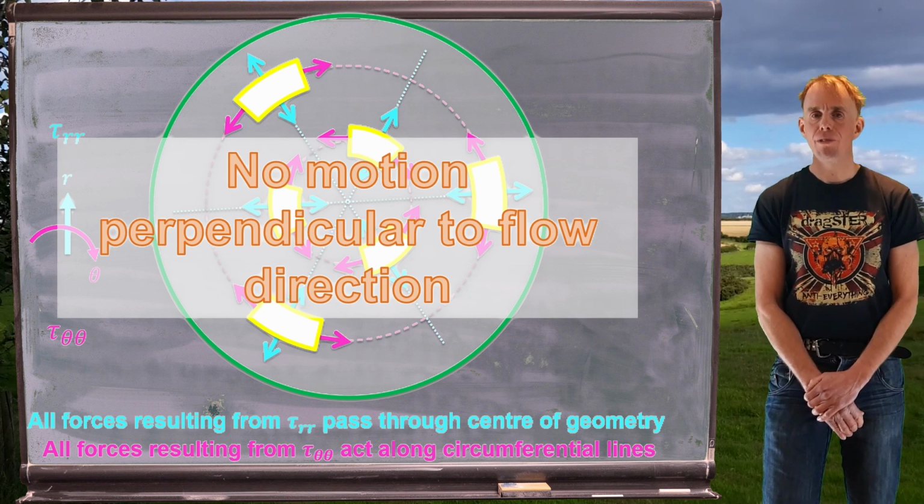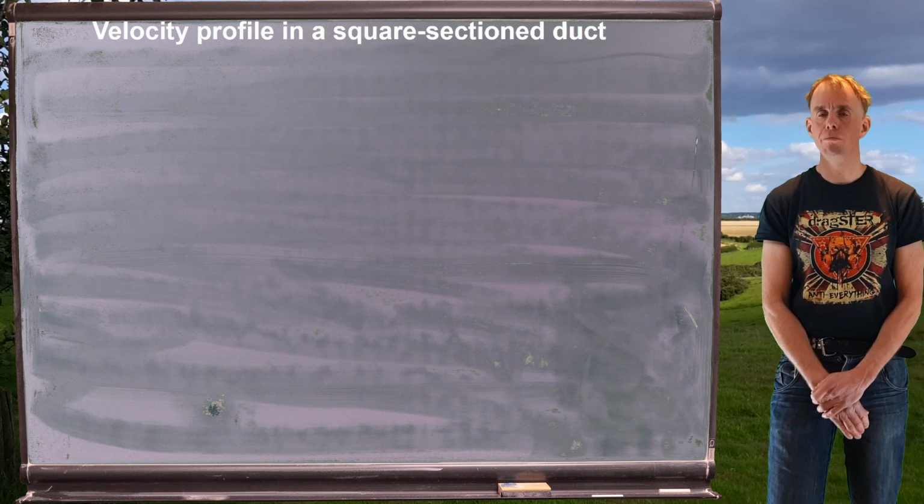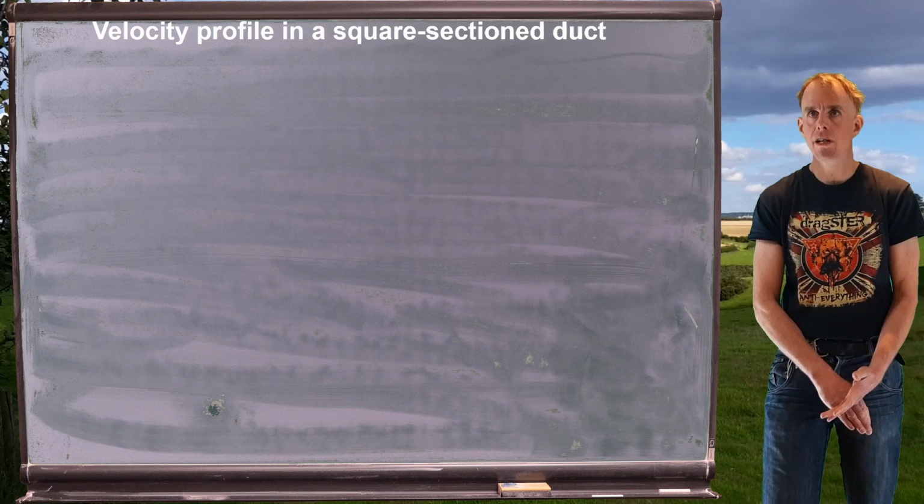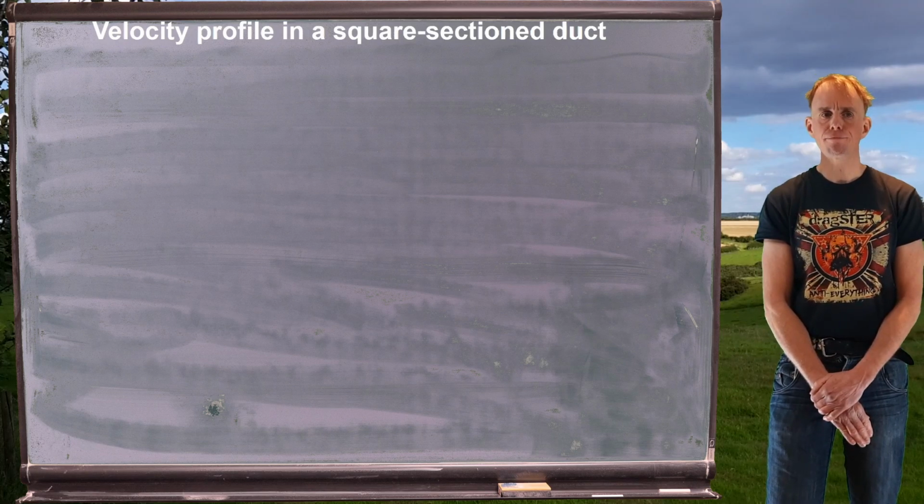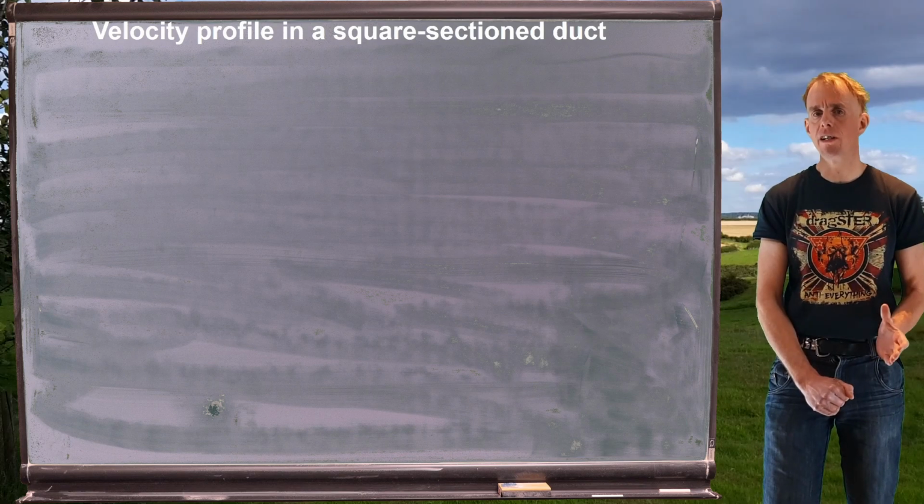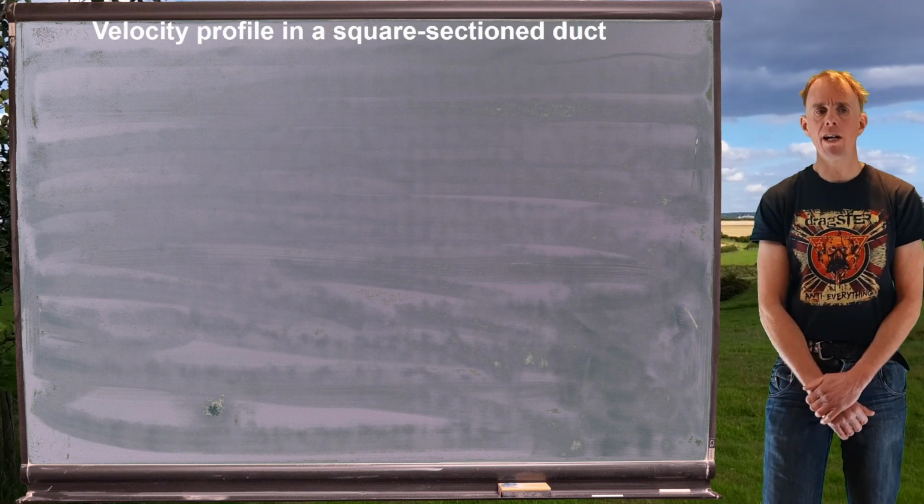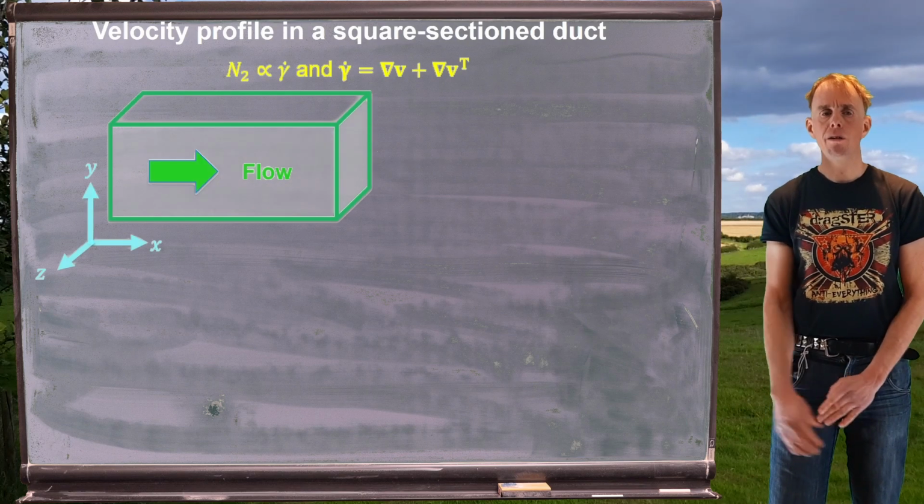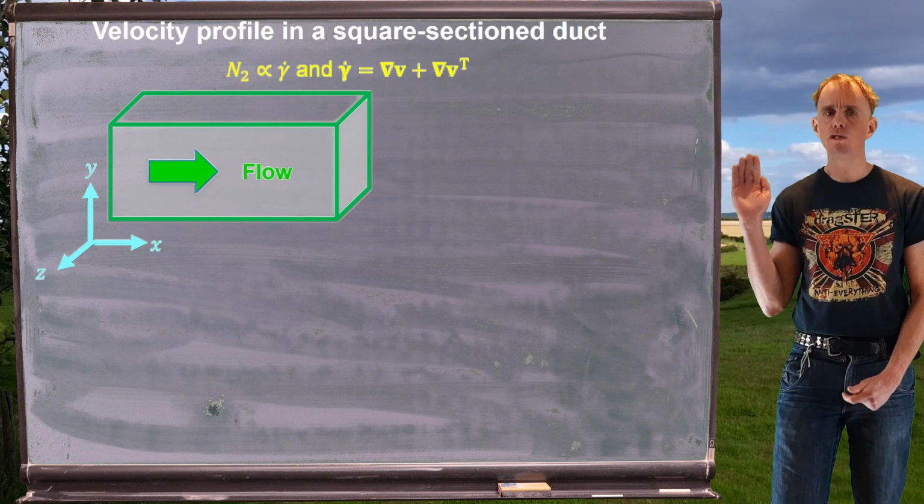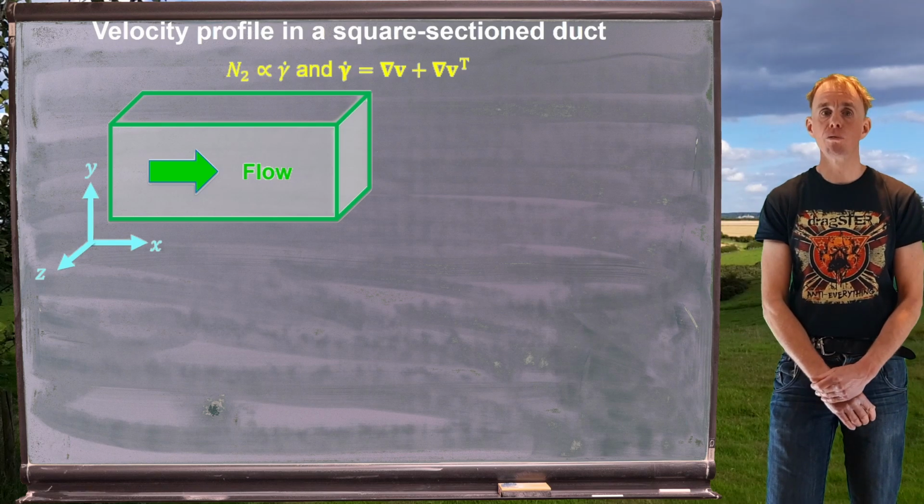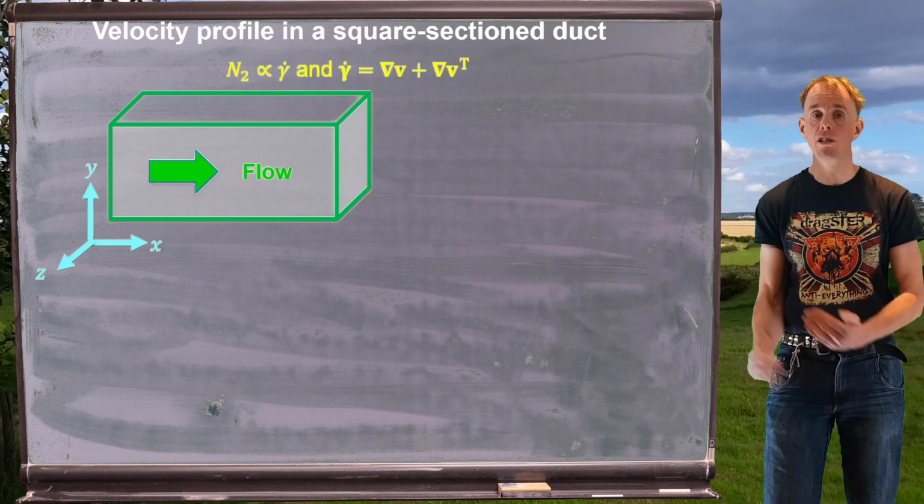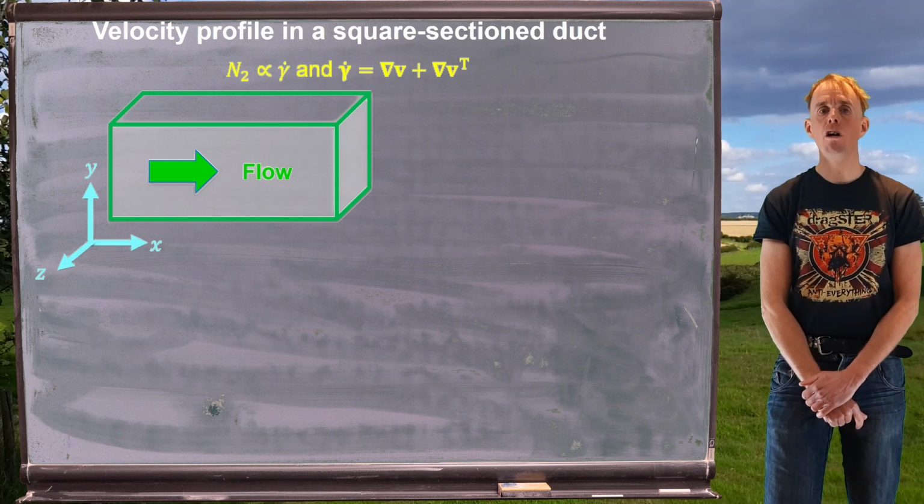So a circular duct is a nice simple geometry, the simplest geometry that we can think of really. What happens, however, if we move away from something circular and look at something square instead? So imagine what we have is a square section duct, and we've got flow along the long direction, in this case I've marked it as the x direction, of this square section duct.